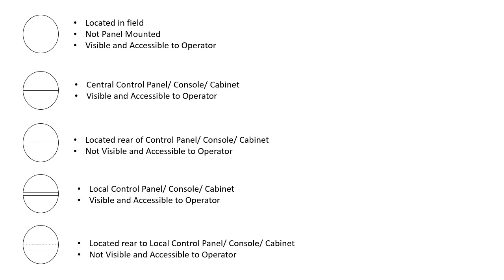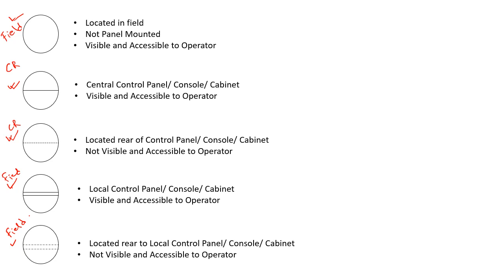So through these symbols, basically you will understand where the instrument is located. If you see this symbol, the instrument is located in the field. This is also located in the field, but it is within the cabinet console, right? On the other hand, if there is a single line here, it is located in the control room. This is also located in the control room, and this is located in the field. This is located in the field, this is located in the field, and this is also located in the field. This one and this one are located in the control room.